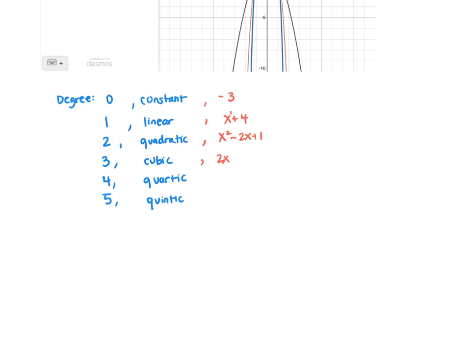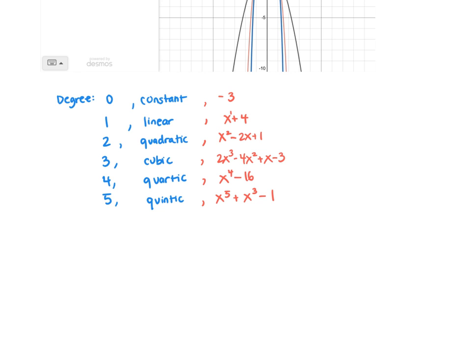Cubic can be 2x cubed minus 4x squared plus x minus 3. Quartic can be x to the 4th minus 16. And quintic can be x to the 5th plus x to the 3rd minus 1. Okay, these are just examples.